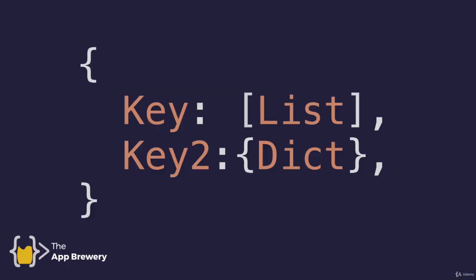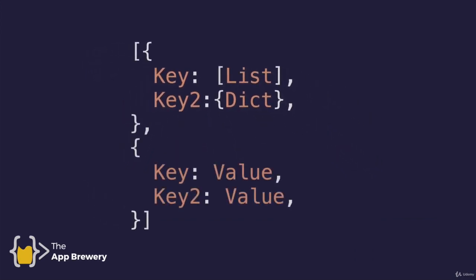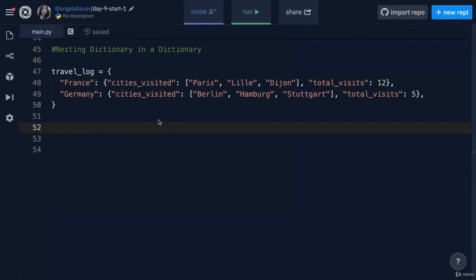Now that we've seen nesting lists inside dictionaries, dictionaries inside dictionaries, the last thing I want to show you is nesting a dictionary inside a list. So we could basically have multiple dictionaries inside a single list. So remember that lists are ordered and they're accessed by the positions inside the list. So this dictionary would be the item at index 0, this one at index 1, and so on and so forth. Whereas inside a dictionary, the items are accessed by their keys, like this France or Germany.